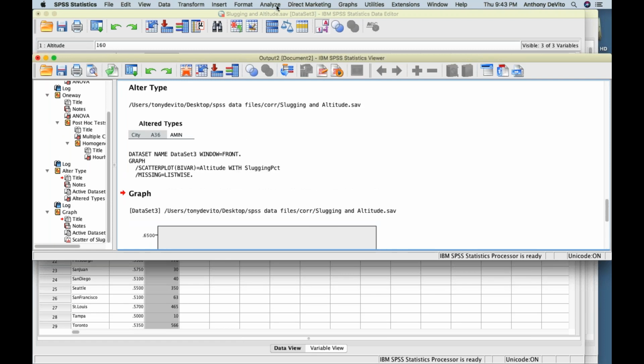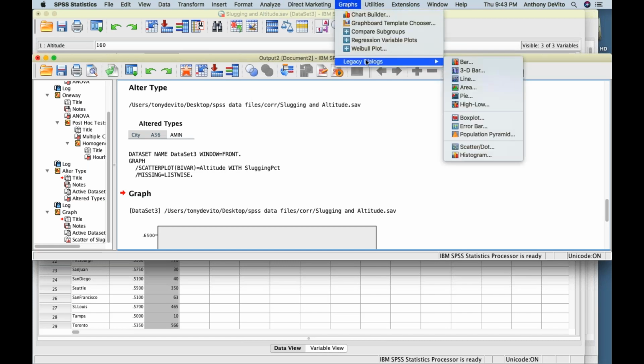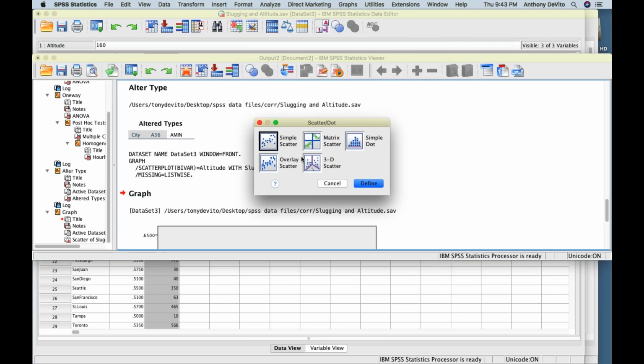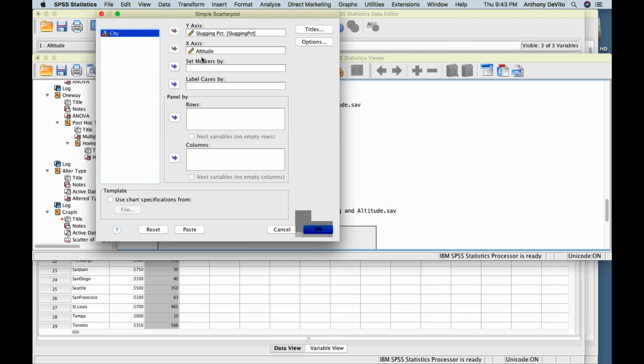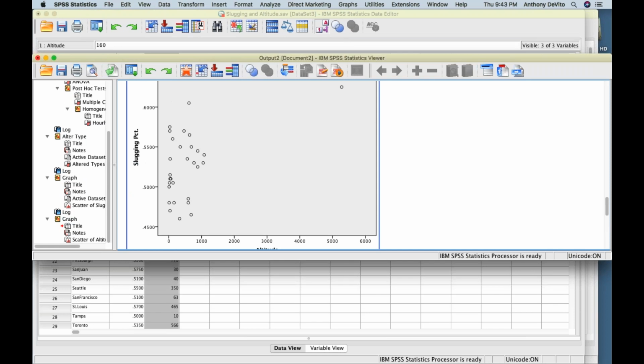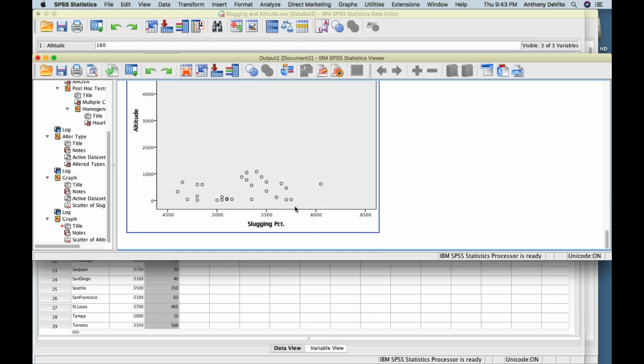Let me do it the other way. Maybe it'll be a little easier to see if I do it the other way. Graphs, Legacy Dialogs, Scatter Dot. Let me reverse them. It really doesn't affect the values, but maybe it'll make it a little easier for me to see. Okay, at least it'll be along the bottom.